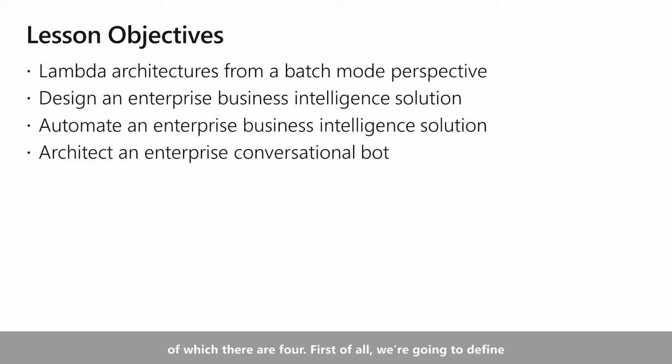Let's have a look at the lesson objectives, of which there are 4. First of all, we're going to define what Lambda architectures are, but look at it from the prism of batch mode operations. Then we'll provide an example of 3 architectures: Enterprise Business Intelligence Solution, an automated enterprise business intelligence solution, and architecting an enterprise conversational bot.